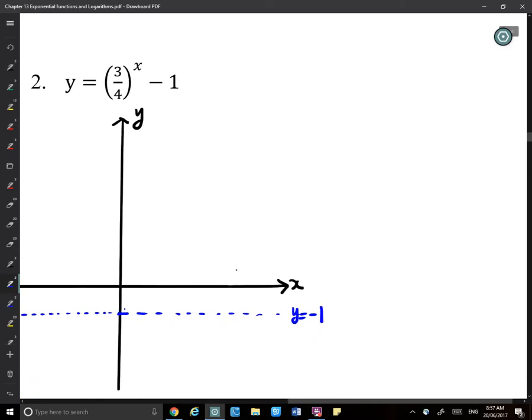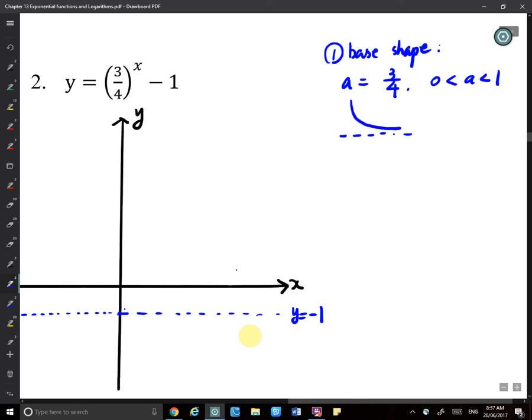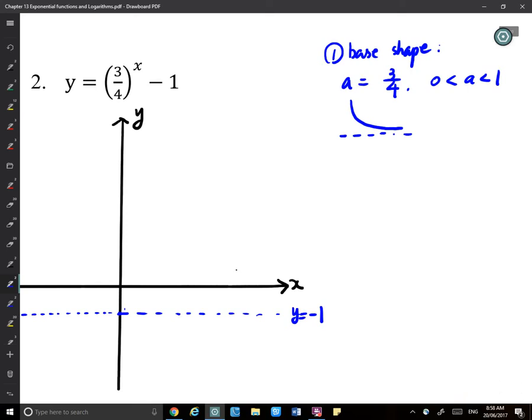Okay, let's think about number 1, base shape. A equals 3/4. So A is in between 0 and 1, less than 1. So the base shape will be a decreasing shape. It's above the asymptote, but it's a decreasing shape.